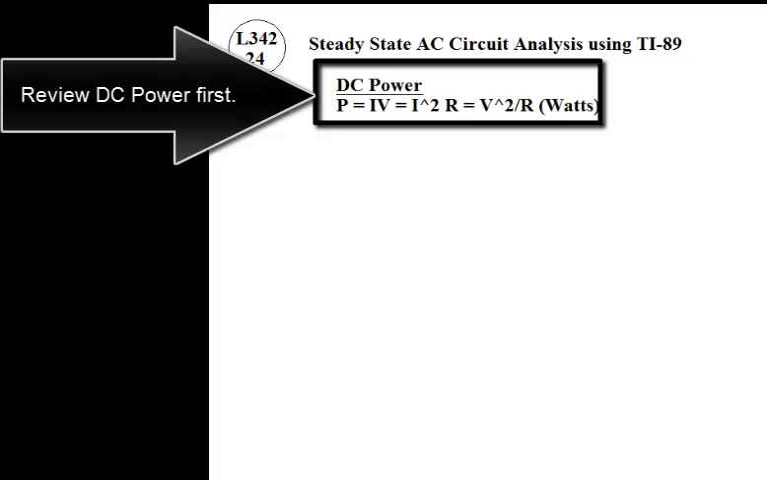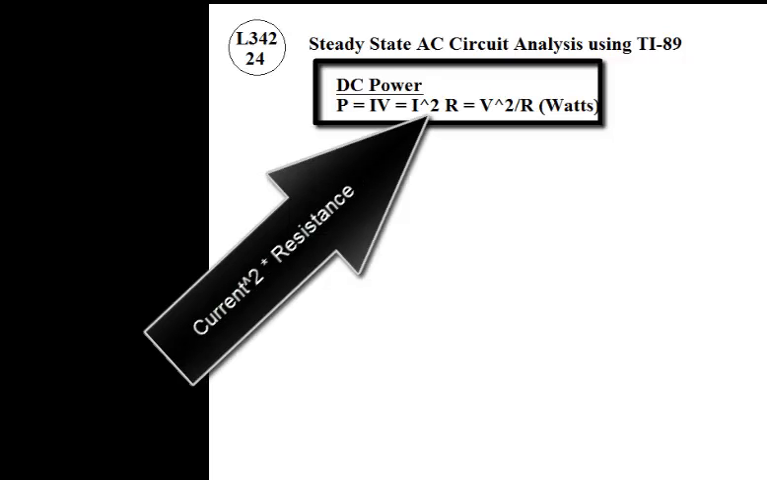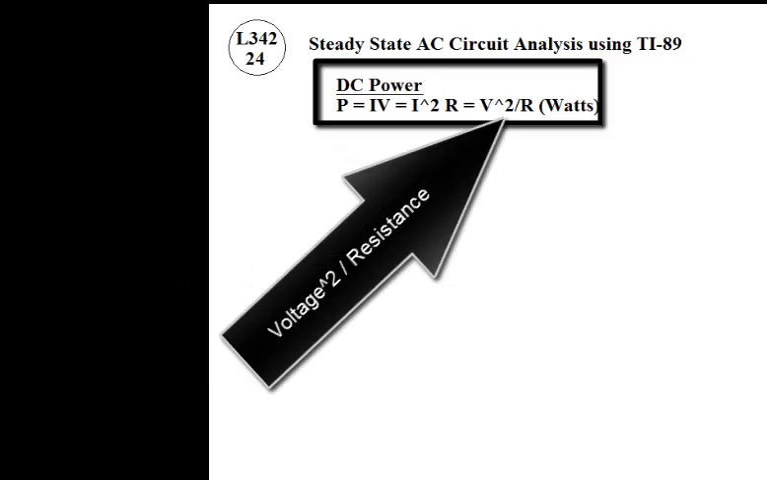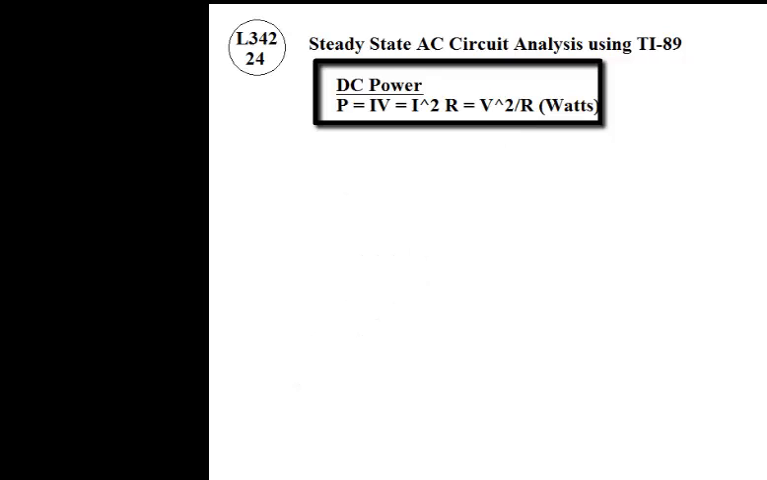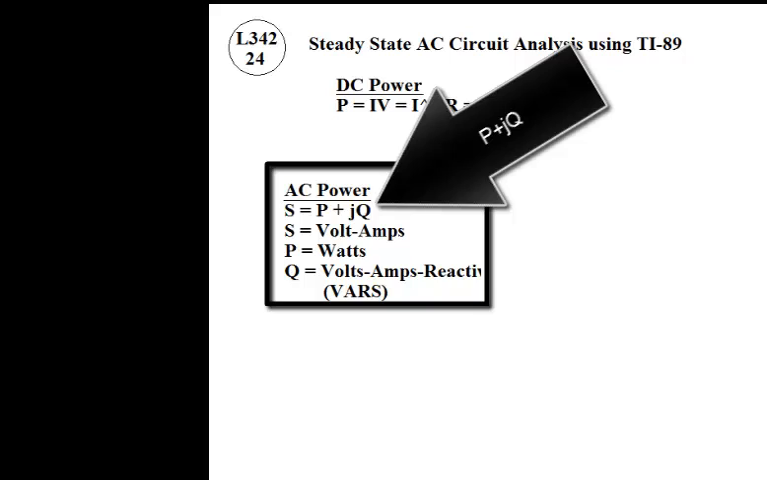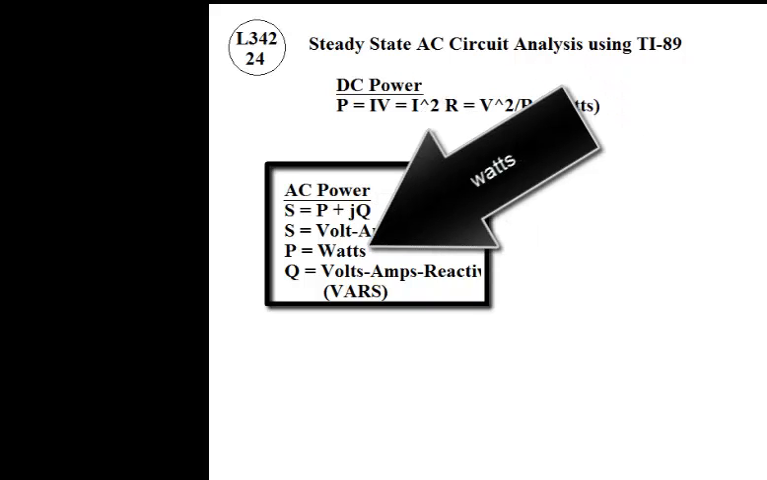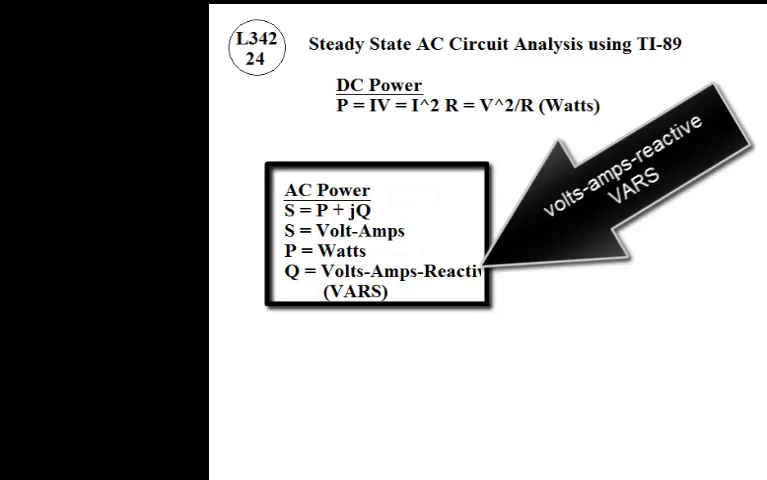AC power or complex power. First, review DC power. Current times voltage, current squared times resistance, voltage squared divided by resistance, all in watts. Complex power is a complex number. Volt amps, watts, and volts amps reactive or VARs.